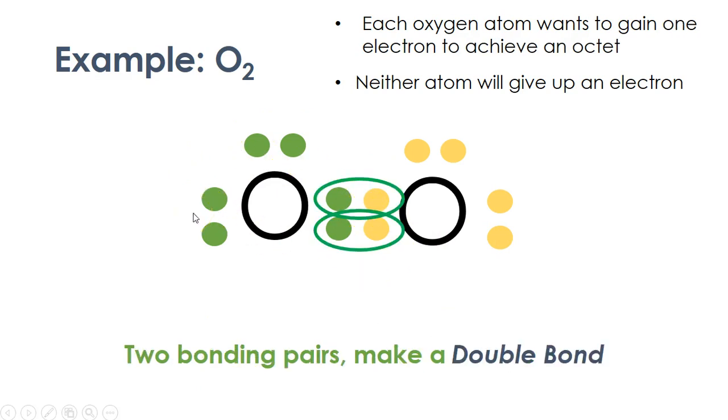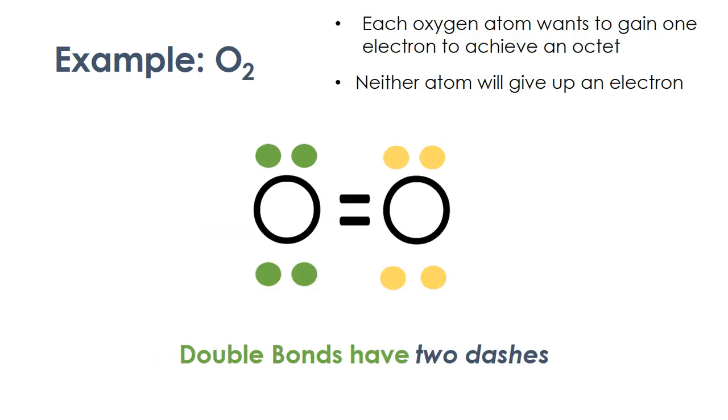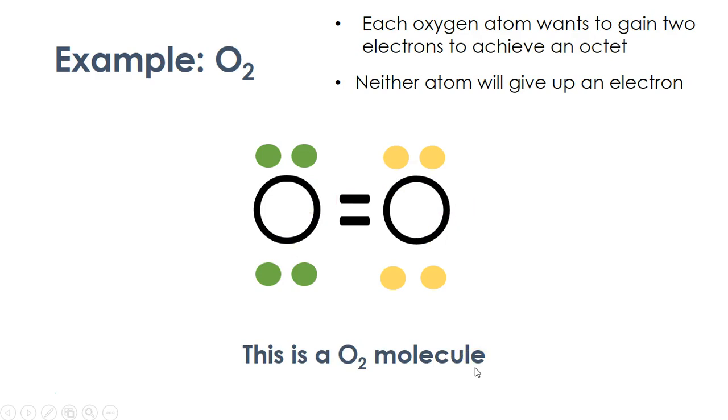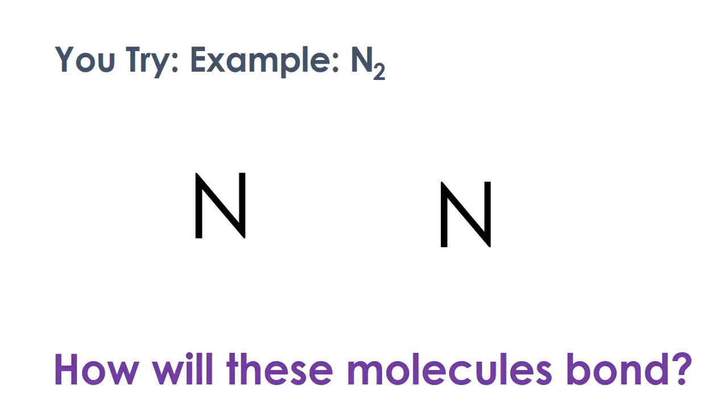Because we have 2 bonding pairs, this makes up a double bond. Therefore, you can replace the bonding pairs with dashes, so your final answer would look like this. Double bonds have 2 dashes. And again, this is an O2 molecule.